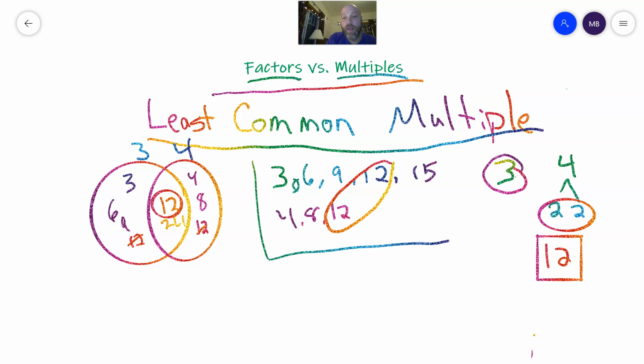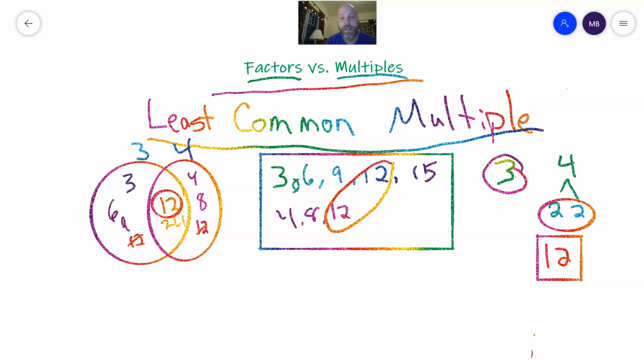This is my way. But once again, when we learn math, it's the way that you like best. So I hope you enjoy this. This is something that comes up. We're going to use it a lot in fractions, but also when we have picnics in the summer and we buy hot dog buns. So I hope you enjoy least common multiples.